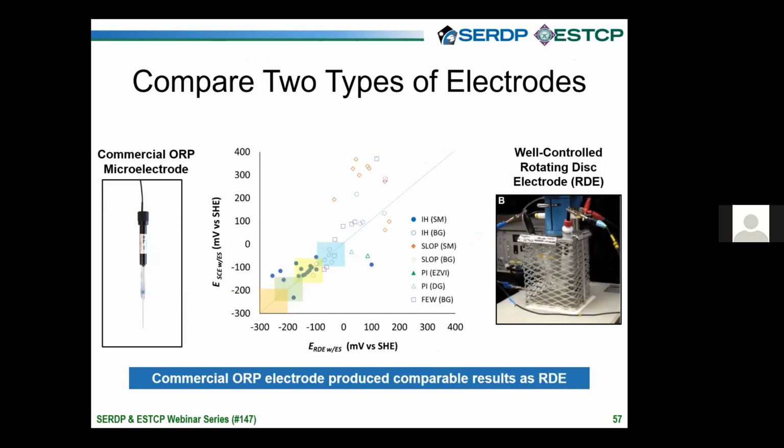We would also like to test if a simple commercial ORP electrode could produce similar potential readings as a well-controlled laboratory potentiostat. If that's the case, the equipment requirement for this measurement will be much less, and the method will also have the potential to be carried out in the field. This figure shows the comparison between the 2 approaches. We see fairly consistent results between the commercial ORP electrode and the laboratory well-controlled rotating disc electrode. We see some deviation above 0 millivolts. This is mainly because we do not have a suitable electron shuttle that measures above 0 millivolts.